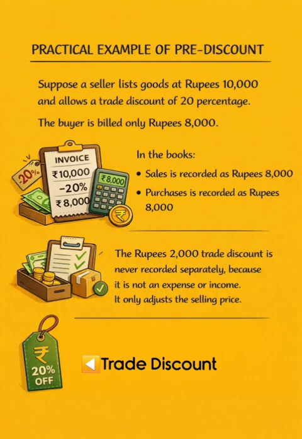Practical example of pre-discount. Suppose a seller lists goods at Rs 10,000 and allows a trade discount of 20%. The buyer is billed only Rs 8,000. In the books, sales is recorded as Rs 8,000. Purchases is recorded as Rs 8,000. The Rs 2,000 trade discount is never recorded separately because it is not an expense or income. It only adjusts the selling price.